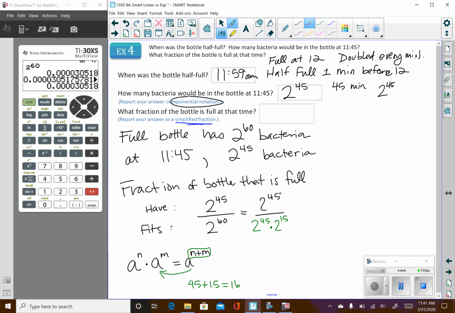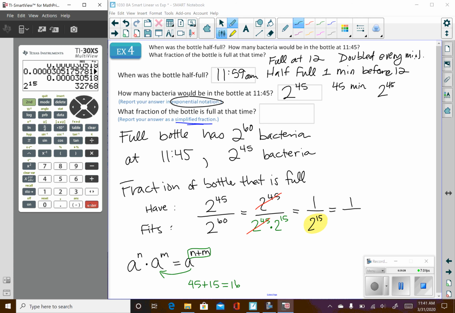Now the reason I do that is because this one cancels out. It's the same on the top and the bottom. So our fraction now looks like this. Now, even if you type that into the calculator, it still can't handle it. It's the same number after all. So what we're going to do is just ask the calculator to help us with that, and then we will type in our answer with the 1 over. So 2 to the power 15 is 32,768. And that is our answer. That's the fraction of the bottle that is full.